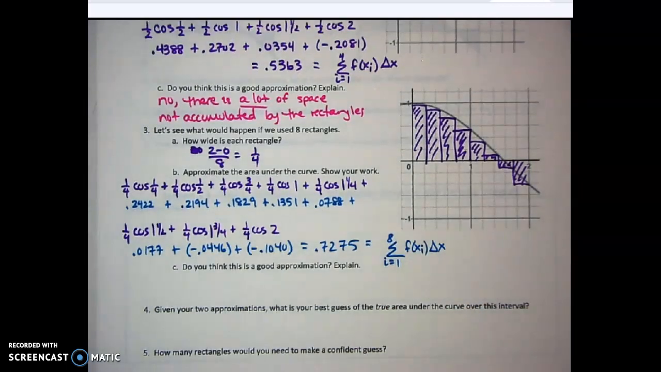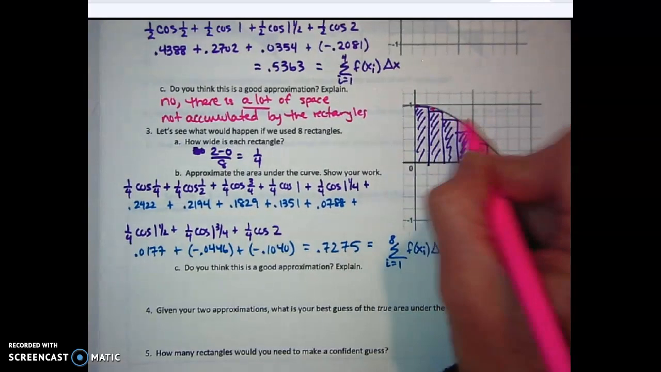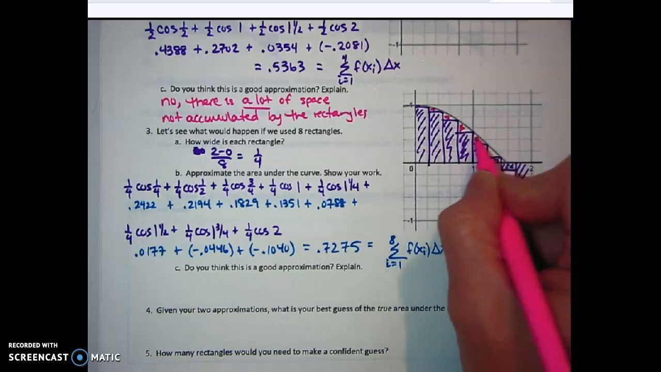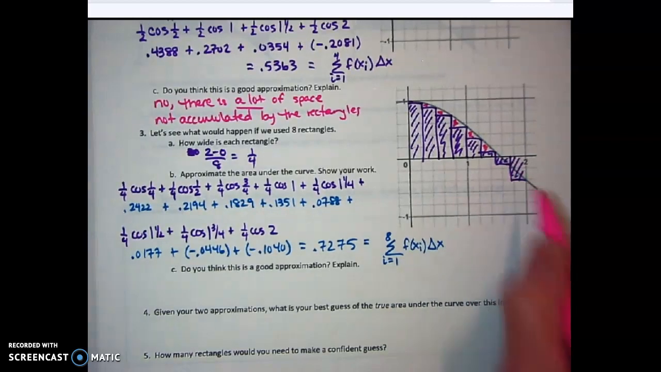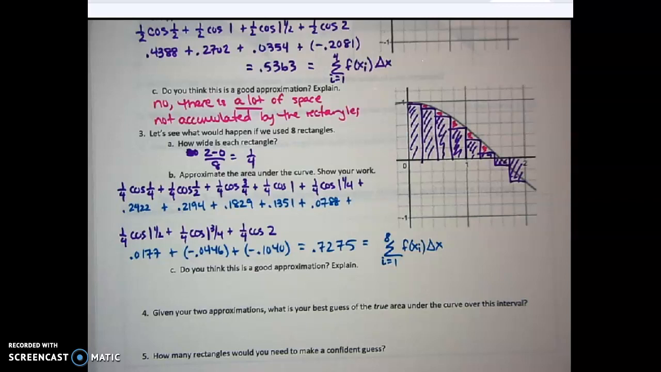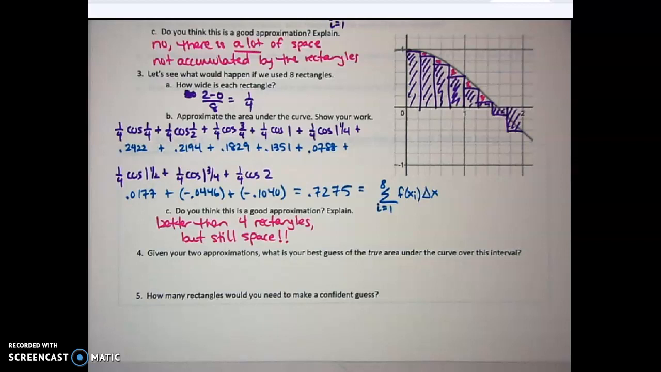Do you think this is a good approximation? Well, it's obviously better than the 4 rectangles. If I look at the unincluded area, there's much less unincluded area, and there's actually much less negative area as well. So it's better than 4 rectangles, but there's still quite a bit of space there. So now, given the 2 approximations, what is your best guess of the true area under the curve over this interval? I want you to pause the video and write that down. And then I'd also like you to do number 5. How many rectangles would you need to make a confident guess? And write your answer down for that one.